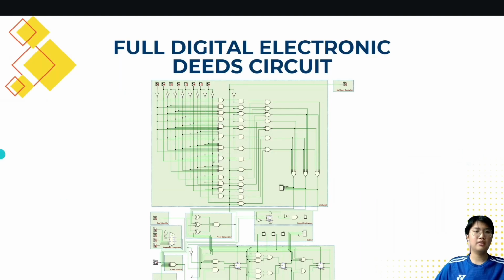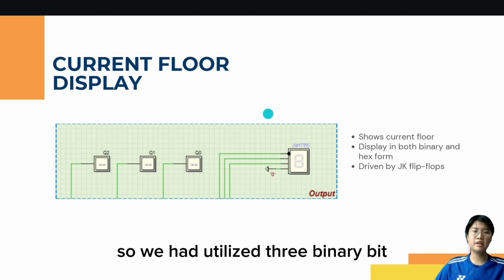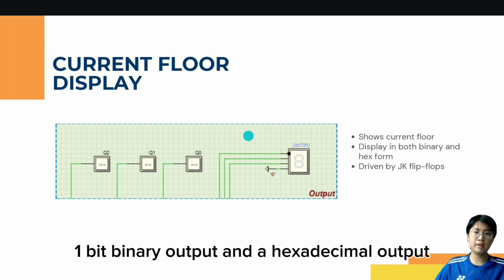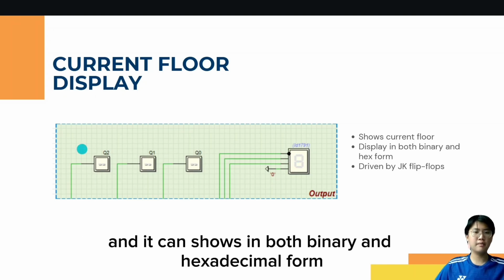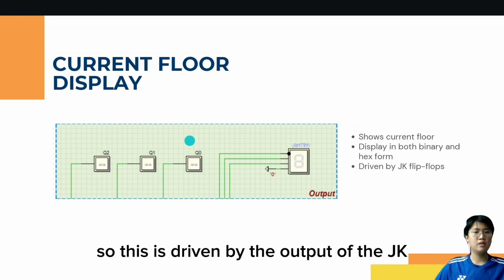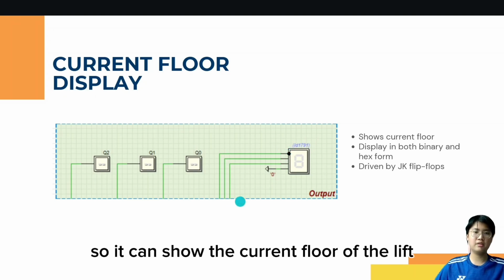Next, we have the current floor display. We utilized three binary bits, 1 bit binary output and a hexadecimal output. This just shows the current floor of the leaf, and it can show in both binary and hexadecimal form. This is driven by the output of the JK flip-flop counters, so that it can show the current floor of the leaf.